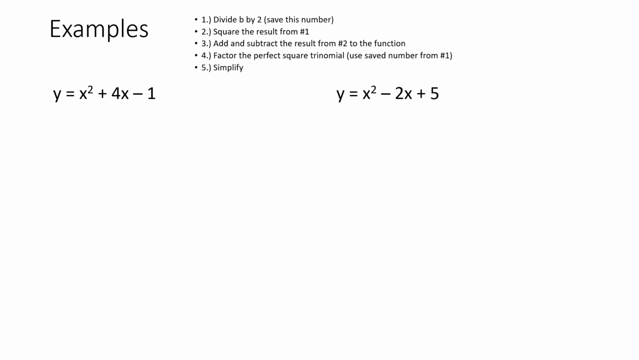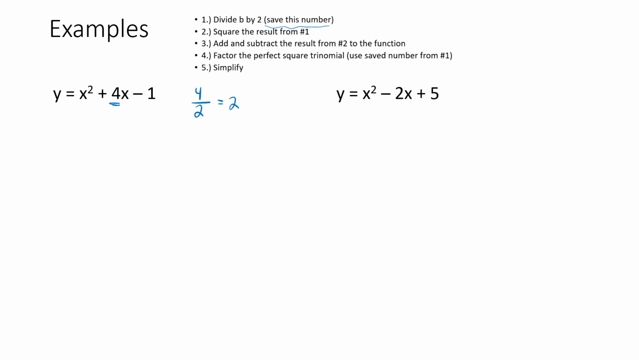All right, so here are 2 examples. And what I did was I literally copied the steps from the previous slide up here so you can kind of follow along with the steps. So first thing we do is we take our B value and we divide it by 2. So in this first one, my B value is 4. So I'm going to take 4, divide it by 2, and it says save that number, save that positive 2 there. We're going to use that number later. It saves us from the hassle of having to go through the factoring process.